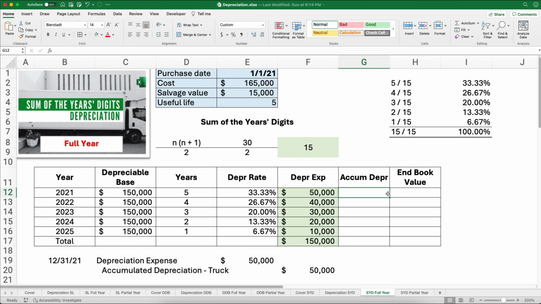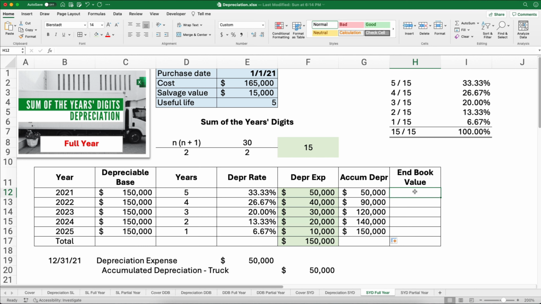So let's show accumulated depreciation. The first year, 2021, it's just going to be 50,000. And then the second year, 2022, is going to be 50,000 plus the 40,000. That's 90,000. And then it goes up 30,000 to 120, and then another 20,000 to 140, and then another 10,000 to 150. So accumulated depreciation grows to 150. That's our depreciable base, which is the 165 minus the 15.